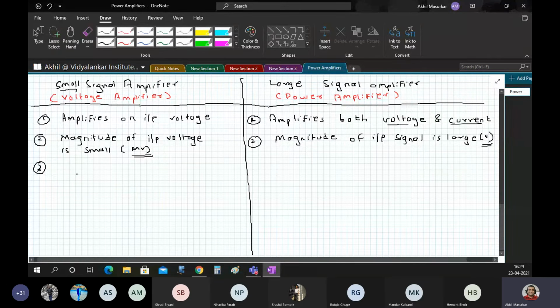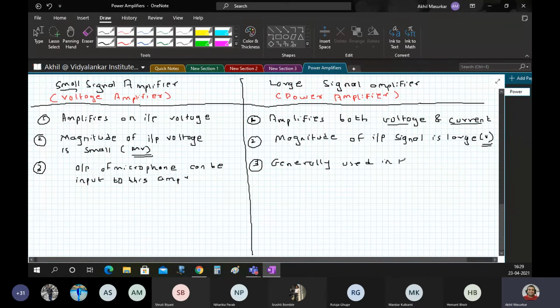So here we can have a voltage amplifier. The output of a microphone can be input to this amplifier, and this amplifier is generally used in the last stage of audio amplification systems. The audio amplification system is also basically a speaker.